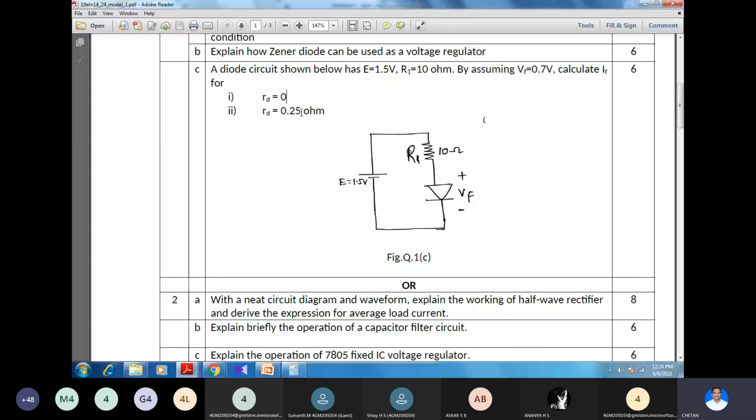I hope this problem is clear. This is given in one of the model question papers of VTU. Any doubts in this one? I hope there is no doubt. This problem is based on equivalent circuit of diode.